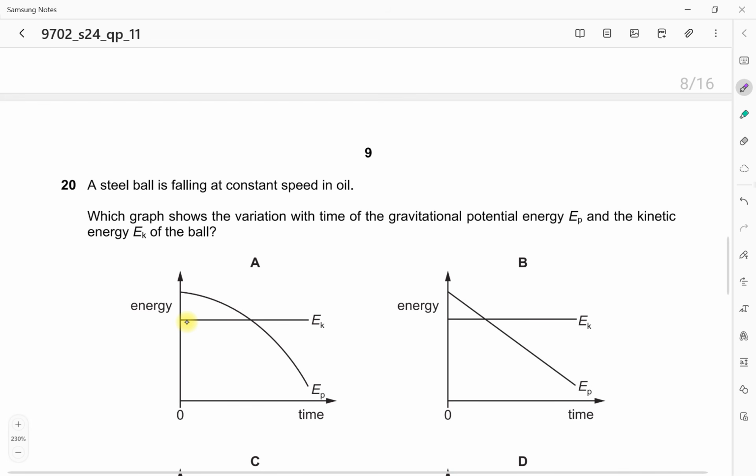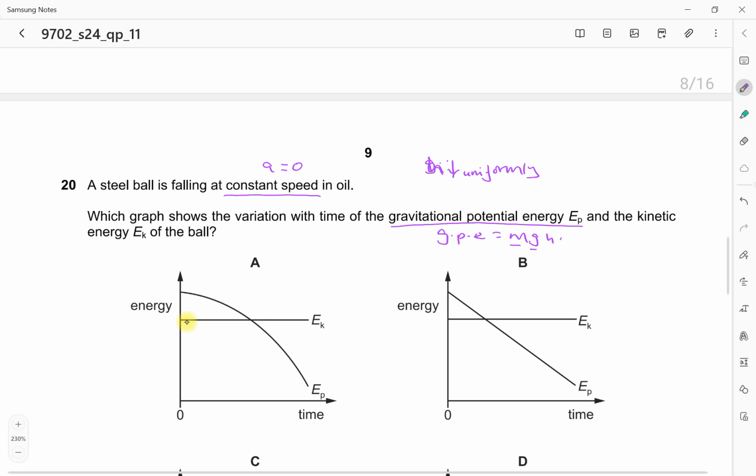A steel ball is falling at a constant speed in oil. So the acceleration is equal to 0. Which graph shows the variation with the time of the gravitational potential energy? Because the speed is constant, it means the height decreases uniformly. Remember, gravitational potential energy is equal to mgh.